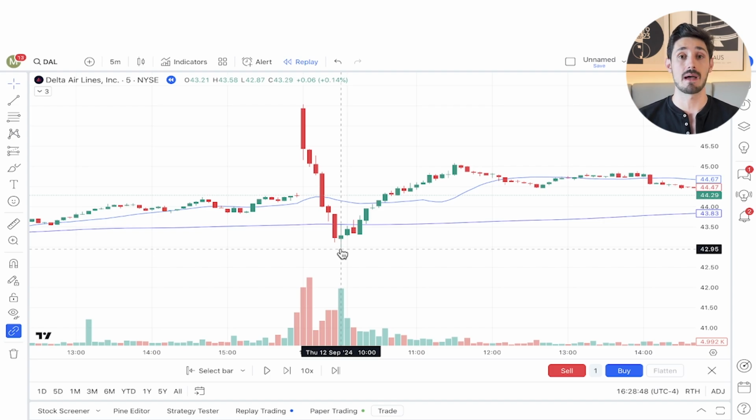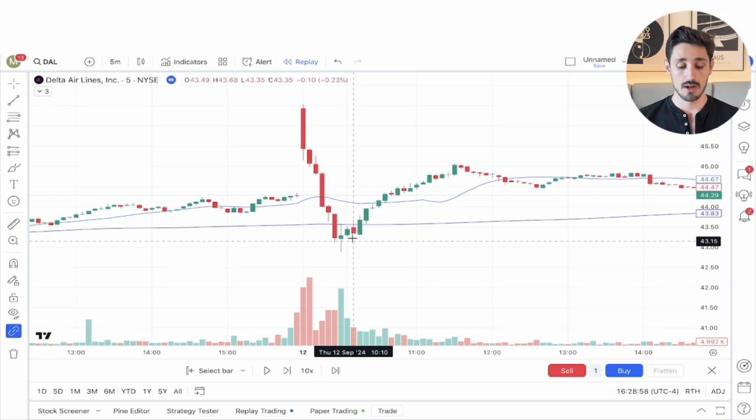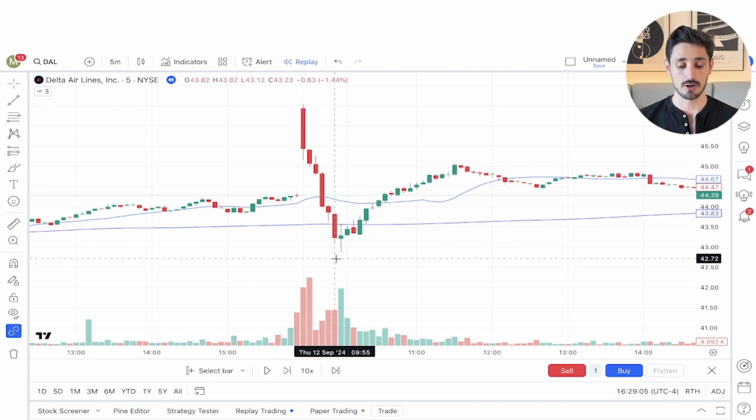Now, it wasn't the best doji bar in the world. Ideally, we would want to see a smaller doji bar. In that case, we would have a better reward to risk. We would have a tighter stop. However, the entry would go over the highs of the doji bar, and the stop loss would go under the lows of the entire move lower.